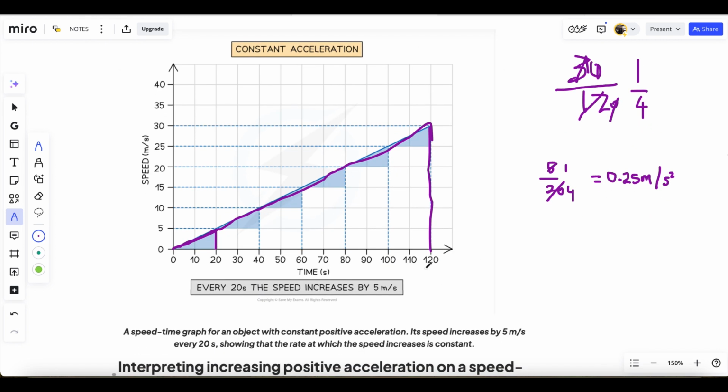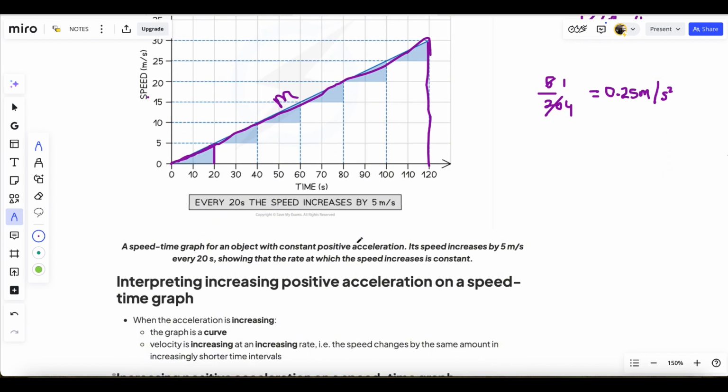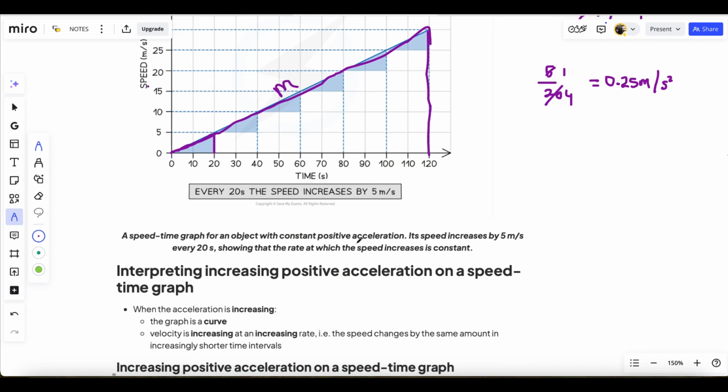Okay, but if you have to calculate the acceleration in a speed-time graph, acceleration is the gradient of this line, gradient m. So finding the gradient m in a speed-time graph, you get the acceleration. Is that okay? This is definitely in every Cambridge exam you're going to find.